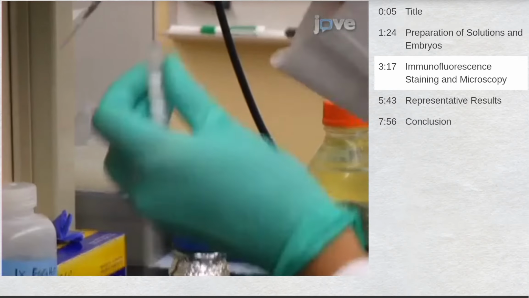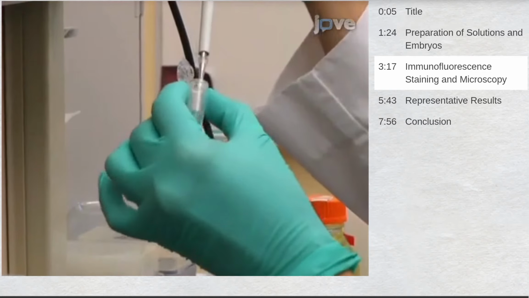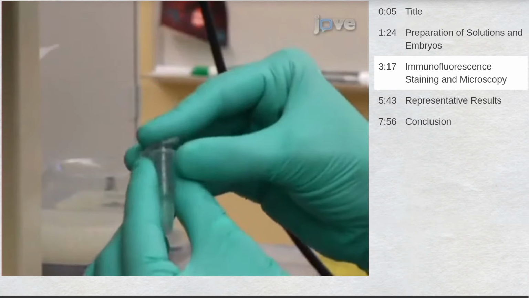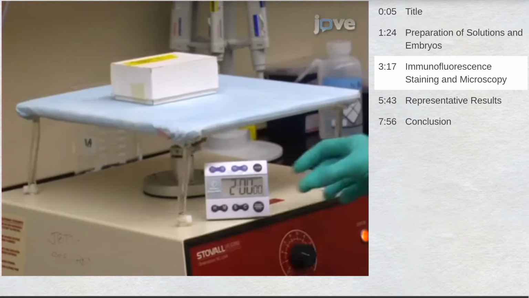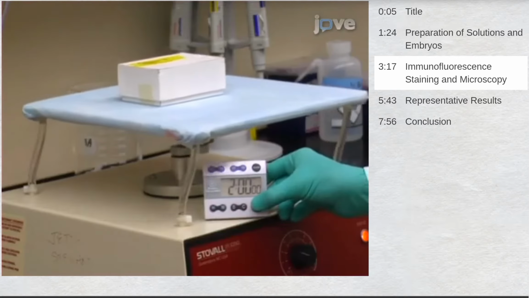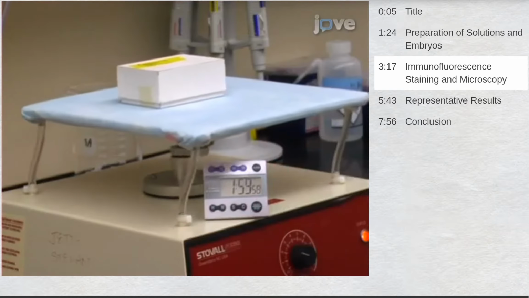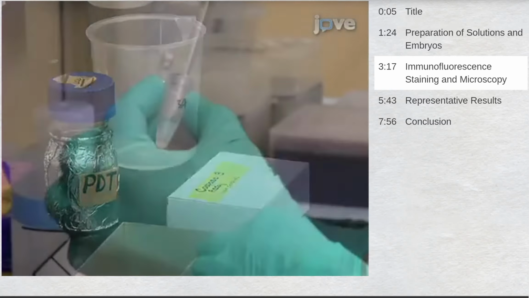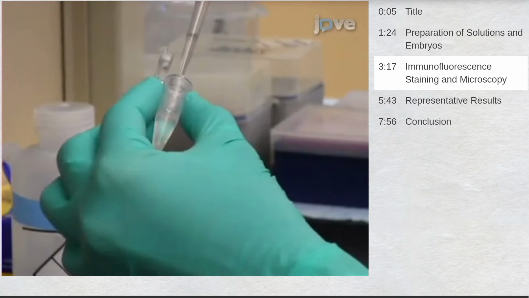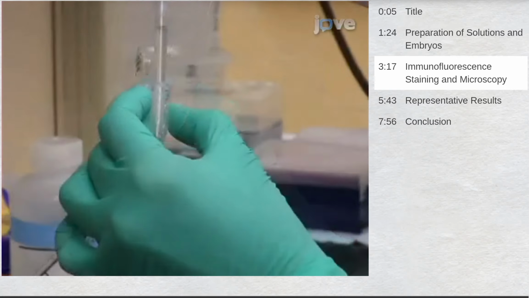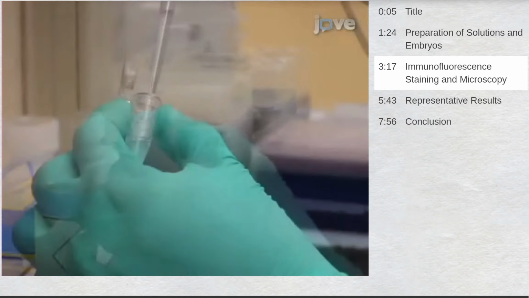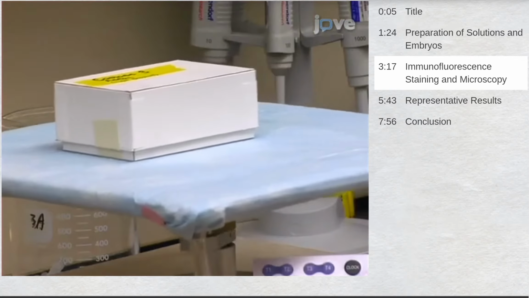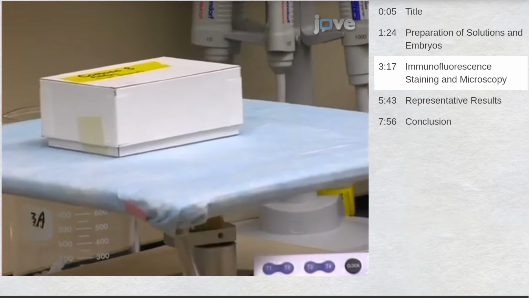Next, add 1 microliter of rabbit anti-activated caspase-3 antibody and additional non-rabbit antibodies if desired. Gently rock the embryos for 2 hours at room temperature or overnight at 4 degrees Celsius. After removing the antibody solution, add 1 milliliter of PDT to quickly rinse the embryos. Then replace with fresh PDT and gently rock for 30 minutes at room temperature before repeating the wash.